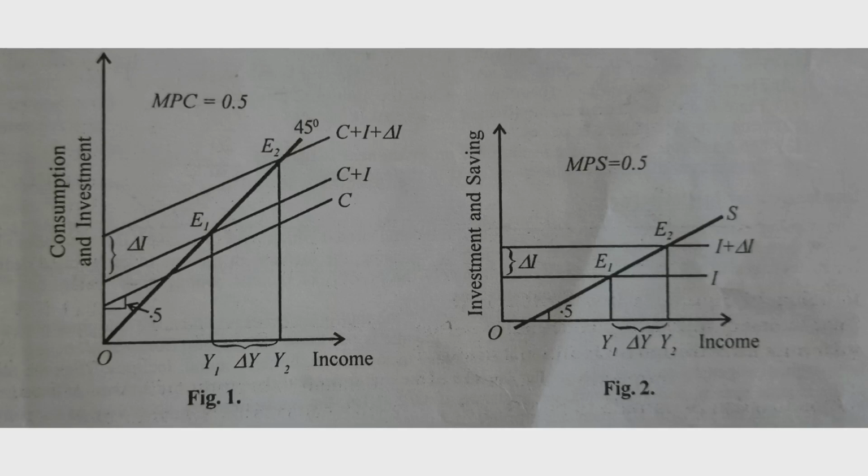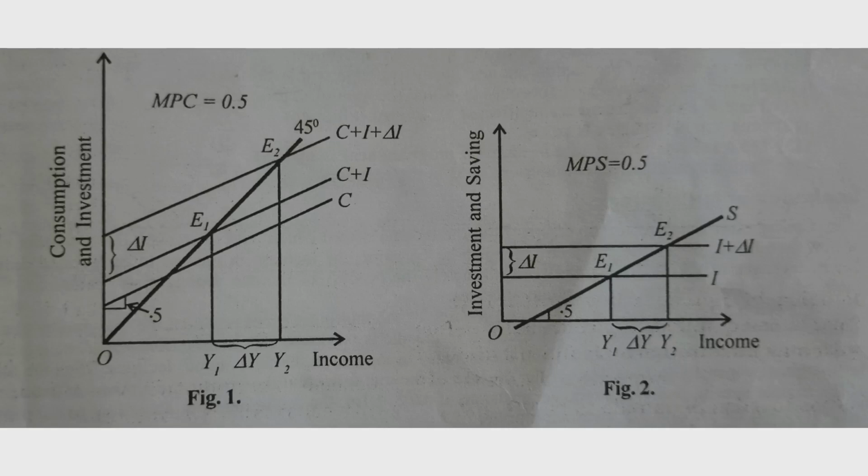Diagrammatical explanation. The reverse operation can also be explained in terms of figures 1 and 2. Let us take figure 1. When investment decreases, the investment function C plus I plus change in I shifts downward to C plus I. As a result, the equilibrium level also shifts from E2 to E1, and income declines from OY2 to OY1. The marginal propensity to consume being 0.5, the fall in income Y2 Y1 is exactly double the decline in investment, as shown by the distance between C plus I plus change in I and C plus I.